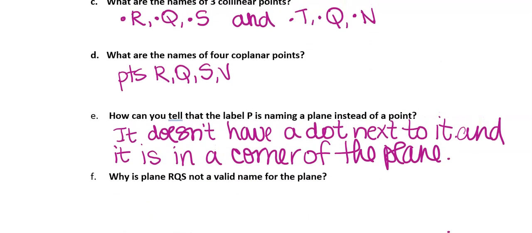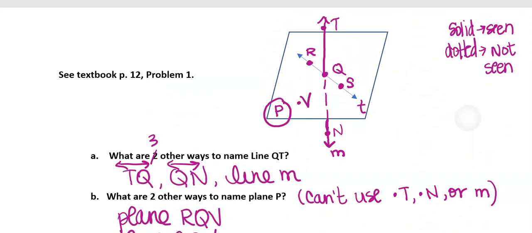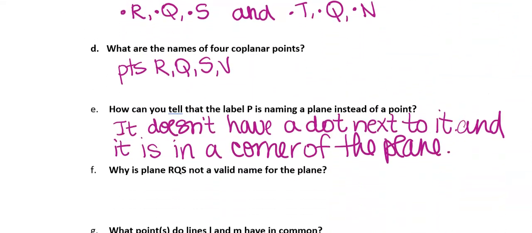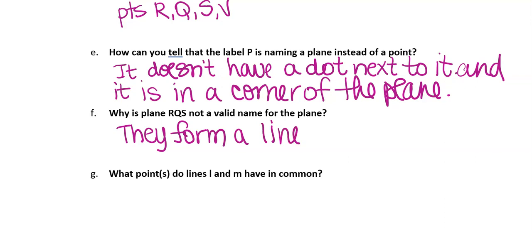Why is plane RQS not a valid name for the plane? Well, let's look at that again. Plane RQS, those are all collinear. They're in a line. I'm going to put they form a line. And put collinear. You could say they're collinear, they form a line. Either one of those would work.